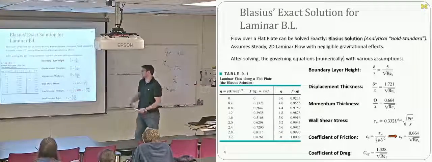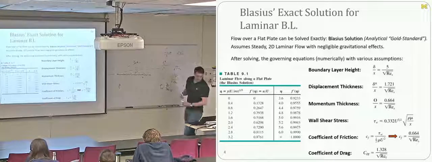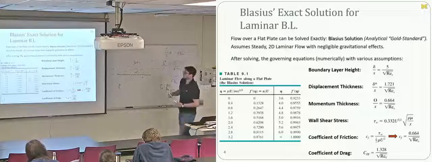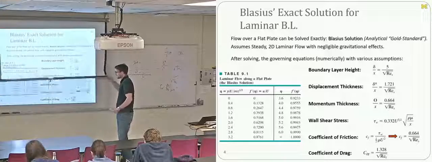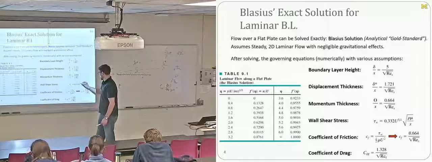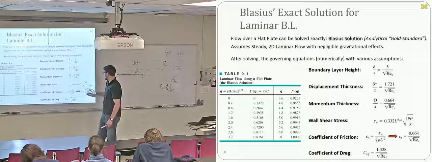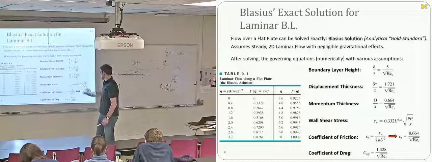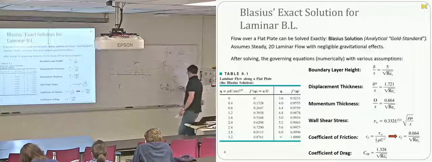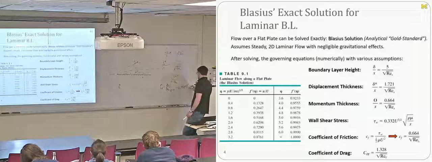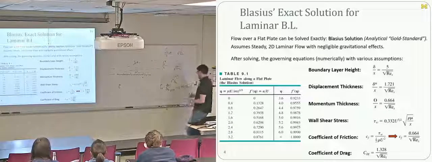0.332 u to the 3 halves power, square root of rho mu over x, which I prefer to write out actually as, double check, make sure I have this correct. I prefer to make this a 2, put a u in here, move a rho down here and out here. So it can be written as 0.332 rho u squared times the square root of 1 over Reynolds number x.